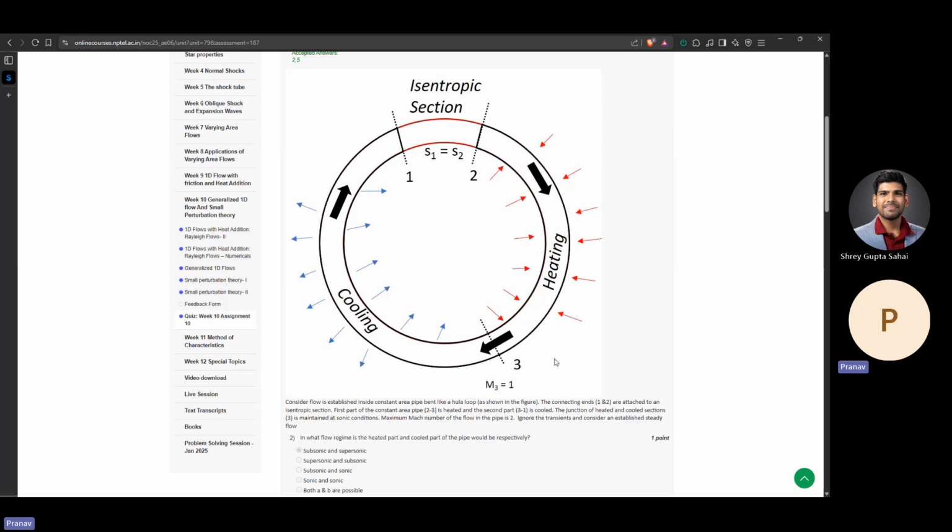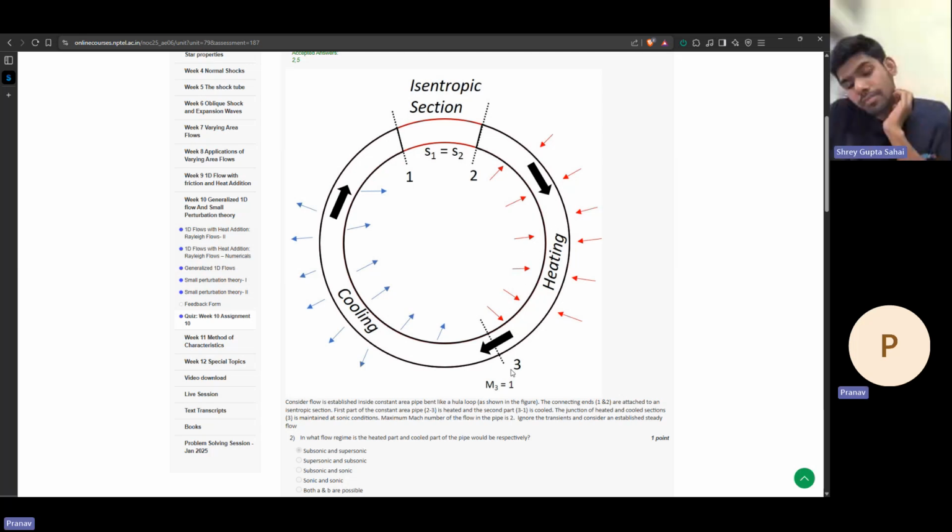And from 2 to 3, the tube is getting heated, and then from 3 to 1, it is being cooled. At section 3, the conditions are such that we get Mach number 1, and it is maintained that way. The maximum Mach number which the flow can attain in this flow is 2.